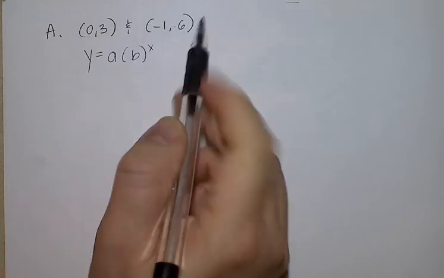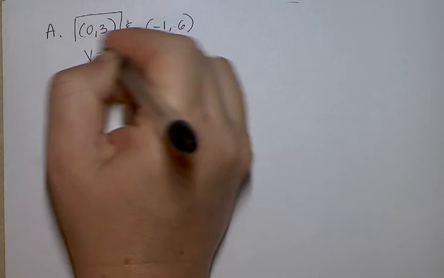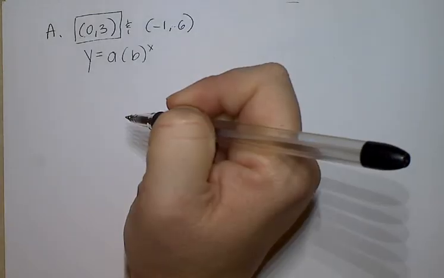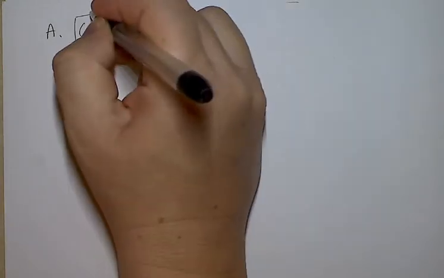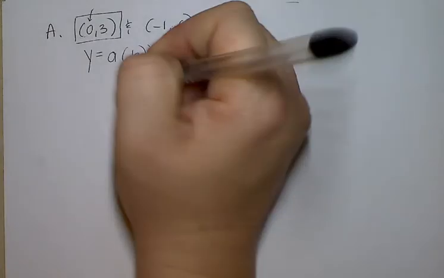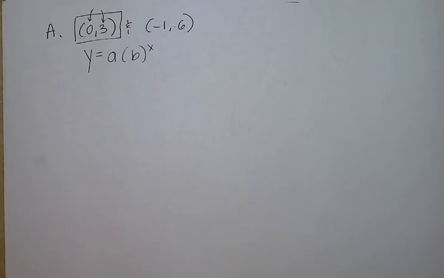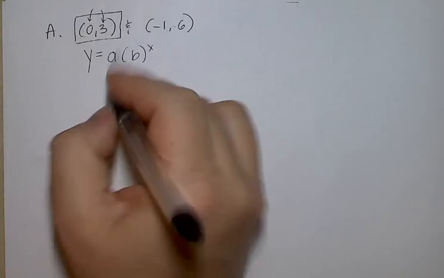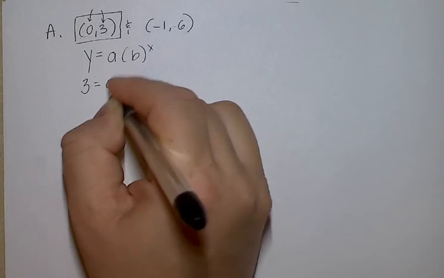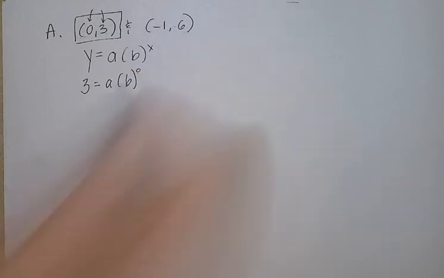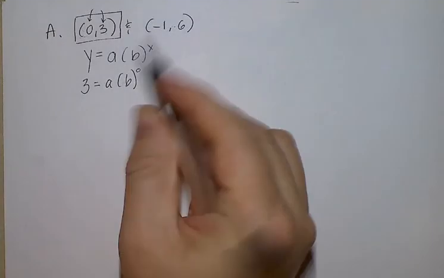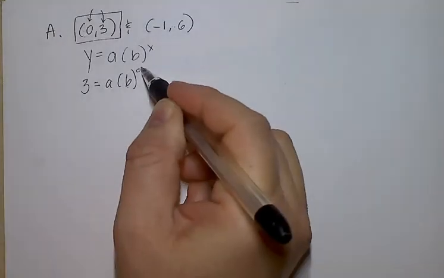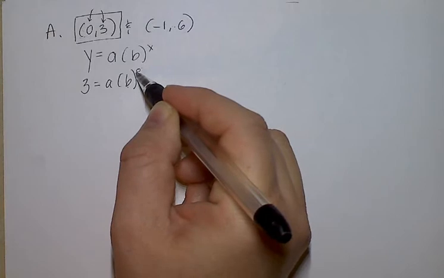I will tell you that if they give you an ordered pair that is actually the y-intercept, remember y-intercept has a 0 in the x part and some number in the y. If they give you this, you're going to want to use that point first. It'll make your life easier. So I'm going to substitute a 3 in for y and a 0 in for x. One of the biggest misconceptions of students coming into Algebra 2 is they think that any number raised to the 0 is 0. But in fact, a number raised to the 0 power actually is 1.